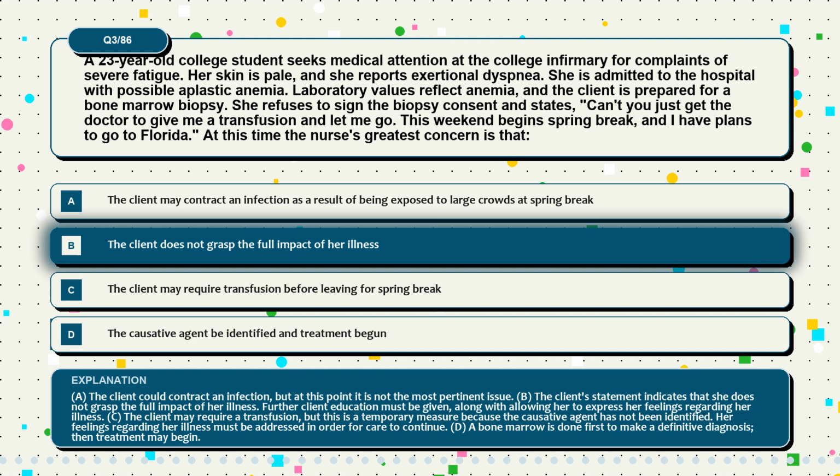C. The client may require a transfusion, but this is a temporary measure because the causative agent has not been identified. Her feelings regarding her illness must be addressed in order for care to continue. D. A bone marrow biopsy is done first to make a definitive diagnosis. Then treatment may begin.